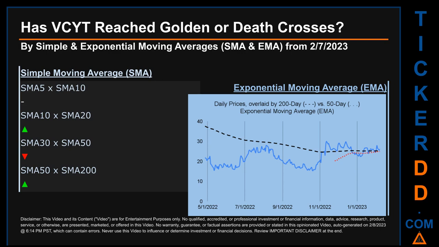We found golden cross signal for the 10 to 20. We found death cross signal for the 30 to 50. We could not find either golden cross or death cross signal for the 5 to 10.